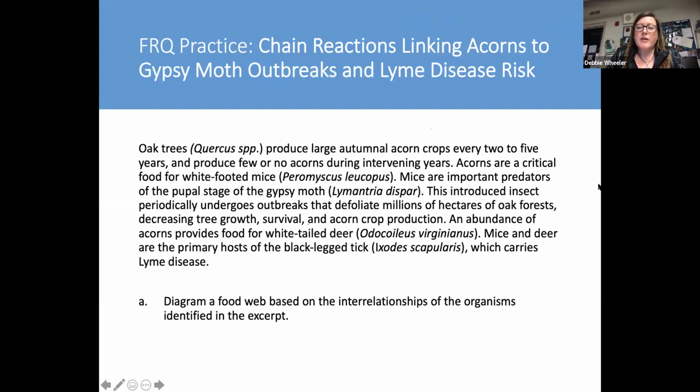Okay, let's get into talking about experimental design. So I'm going to read this paragraph. Feel free to read along with me. And then I want you, on your paper that you hopefully have with you, just to diagram the relationships in a food web that you might see.